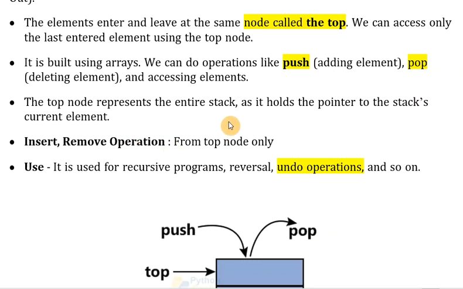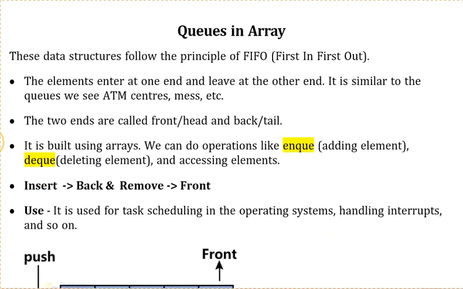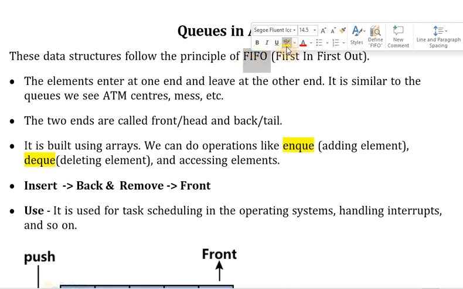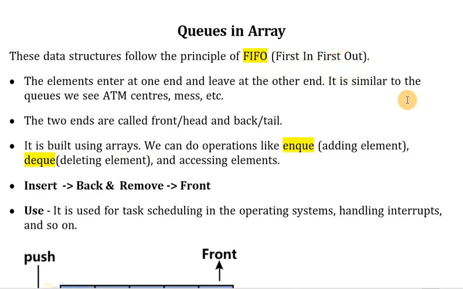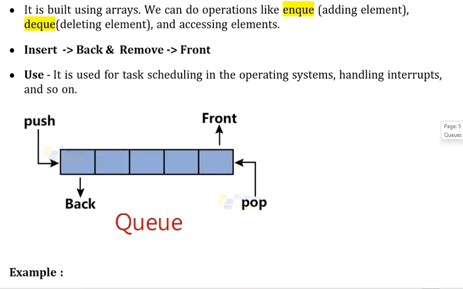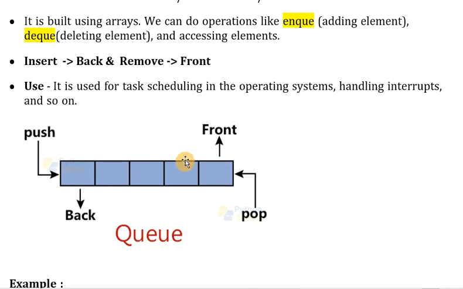Now let's look at the next data structure, which is the queue. Here you can see it follows a different rule. It follows the rule of FIFO, first in, first out. Before going ahead, just see its structure diagram, how it looks and how it works. Here we have one array. In this array, this is the front node and this is the back node. When adding a new element, it goes in from the back side, and if you want to remove an element, you can remove it from the front side.